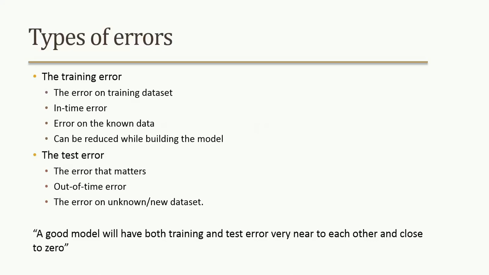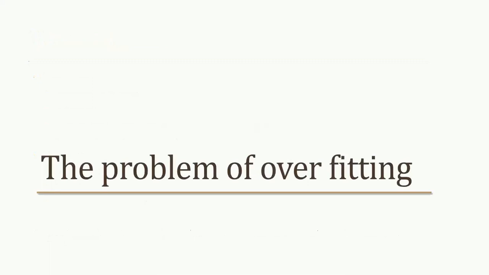So we build the model on training, so the training error should be low, and we validate it on test data, so the test error should be low. Both of them should be as close to zero as plausible. So if a model is very good on training data and it is not doing well on test data, that is called the problem of overfitting. Let us see what exactly the problem of overfitting is.